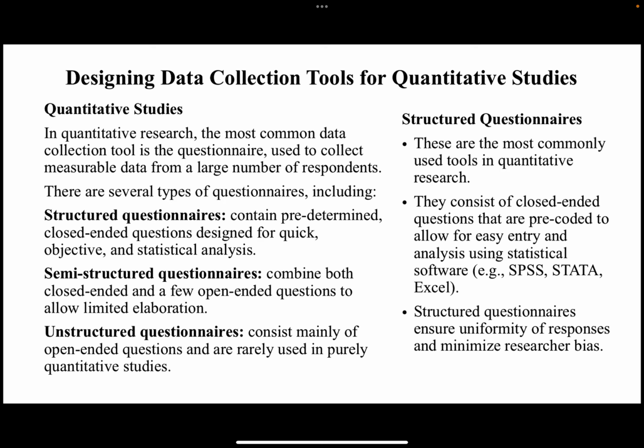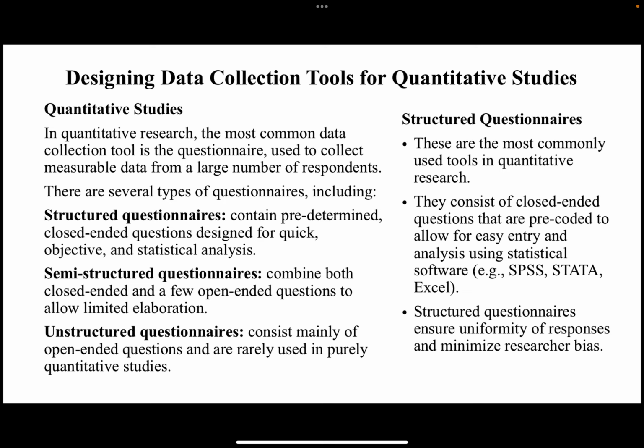Okay, so in quantitative research, the commonly used data collection tool is a questionnaire. We usually use questionnaires in quantitative studies to measure data from a large number of respondents. And there are several types. Commonly, we have three types of questionnaire: the structured questionnaire, the semi-structured questionnaire, and the unstructured questionnaire. The structured questionnaire contains predetermined, close-ended questions designed for quick, objective, and statistical analysis.